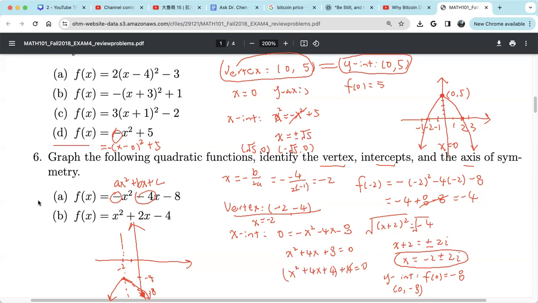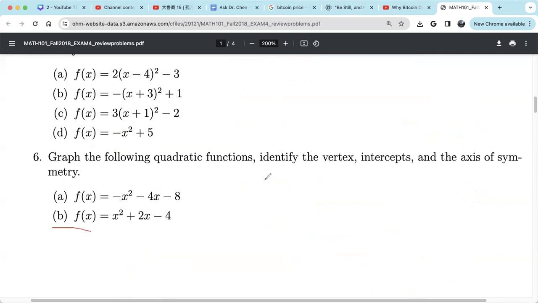Okay, now let's see B. So x equals negative b over 2a, which in this case, b is 2, so negative 2 over 2 times 1, so negative 1. Then we need to find f of negative 1. Negative 1 squared plus 2 times negative 1 minus 4. Negative 1 squared is 1. 2 times negative 1 is negative 2, negative 4, negative 5. So our vertex is (negative 1, negative 5).